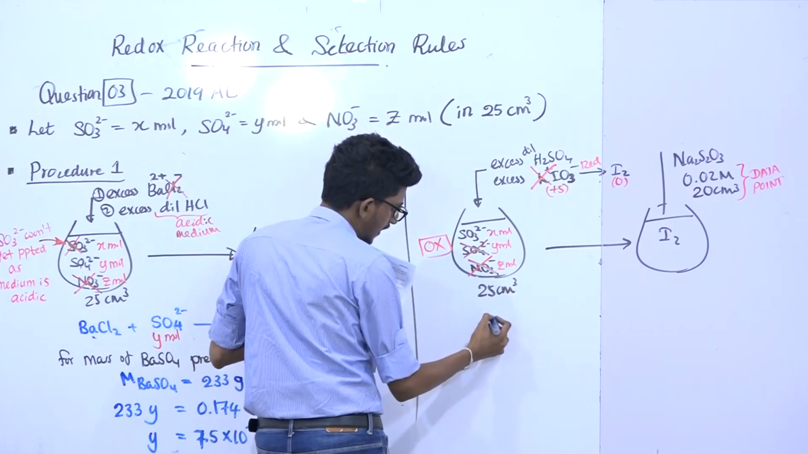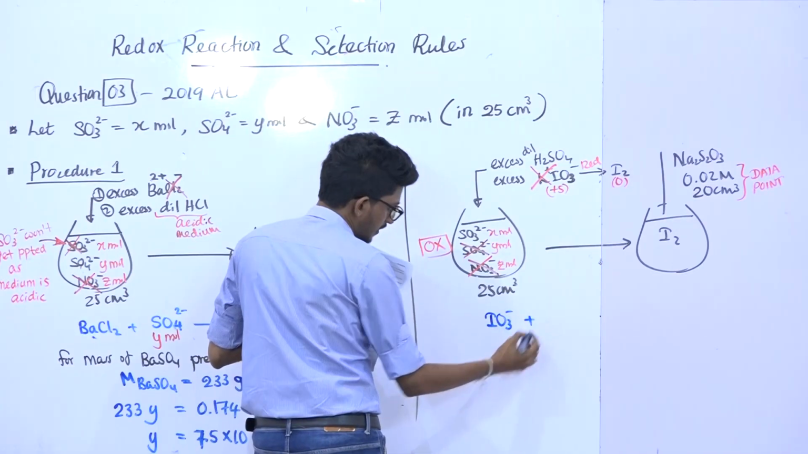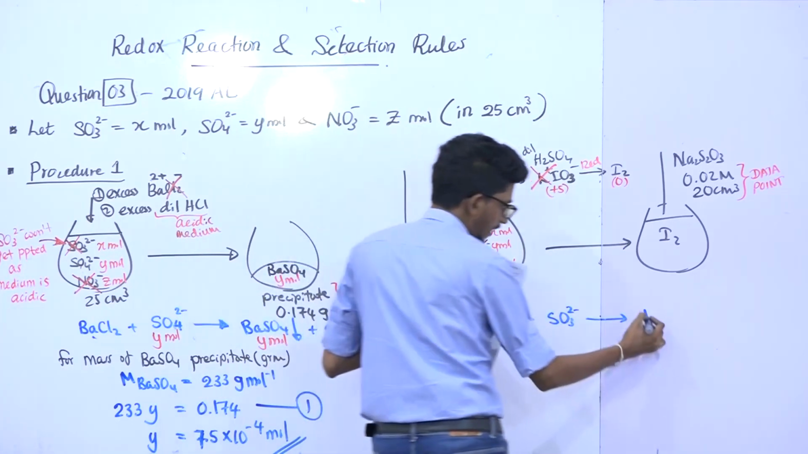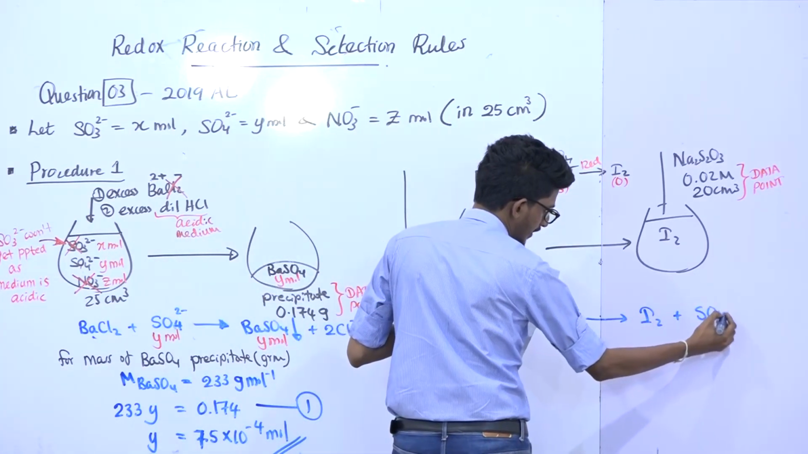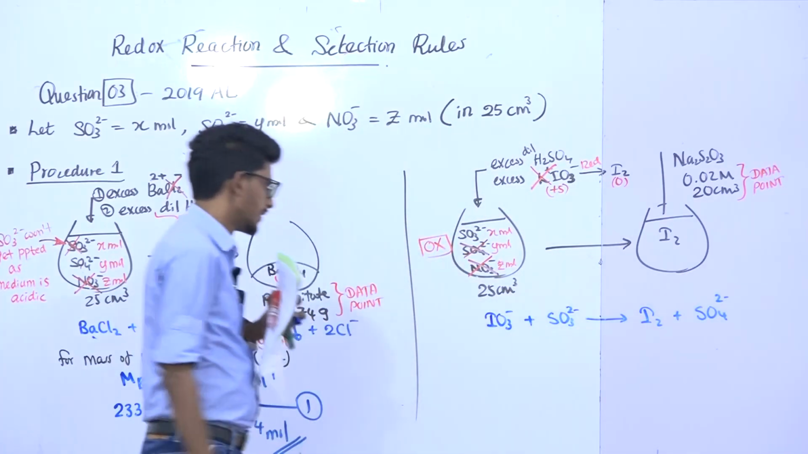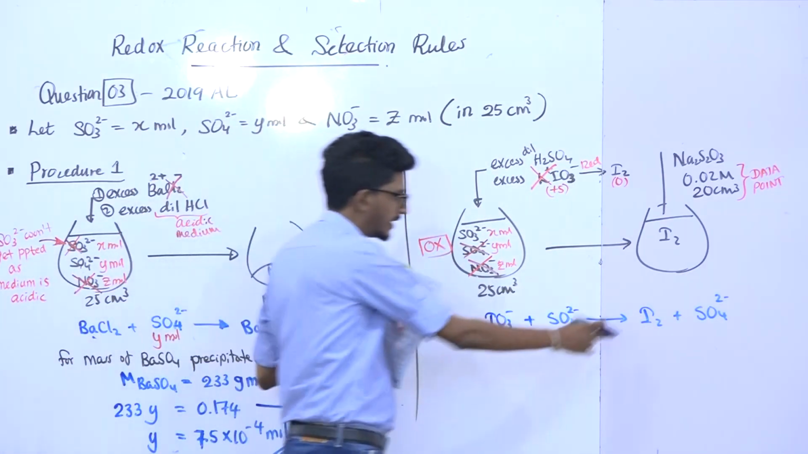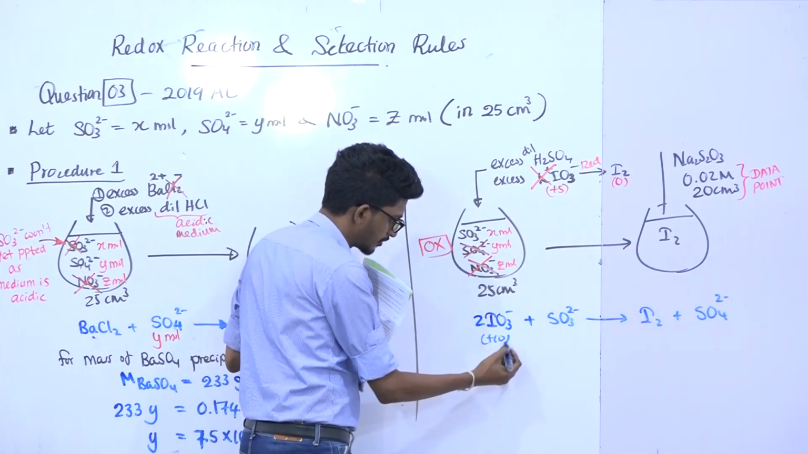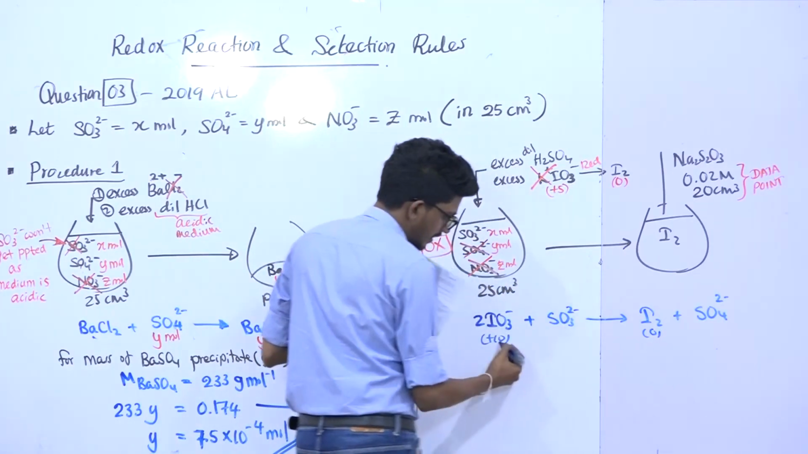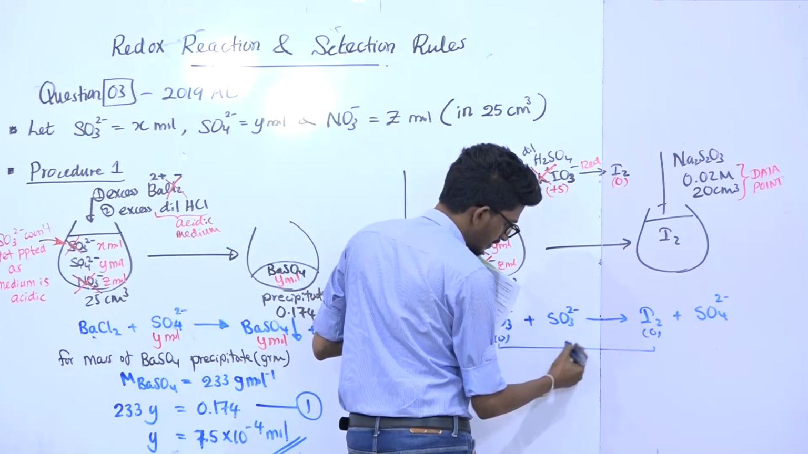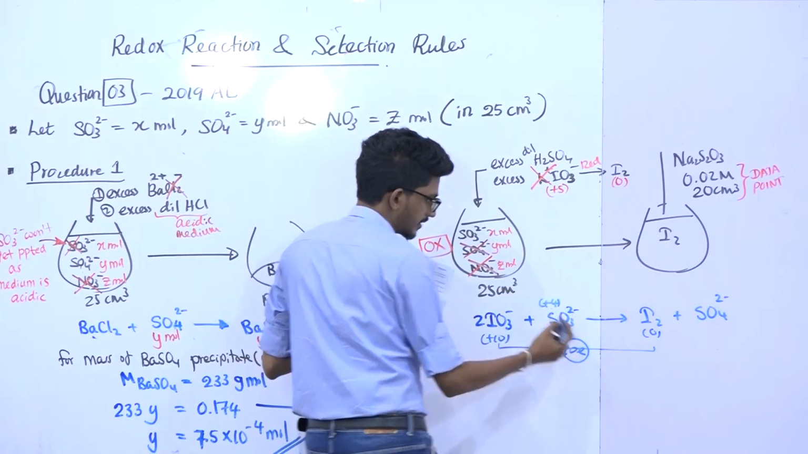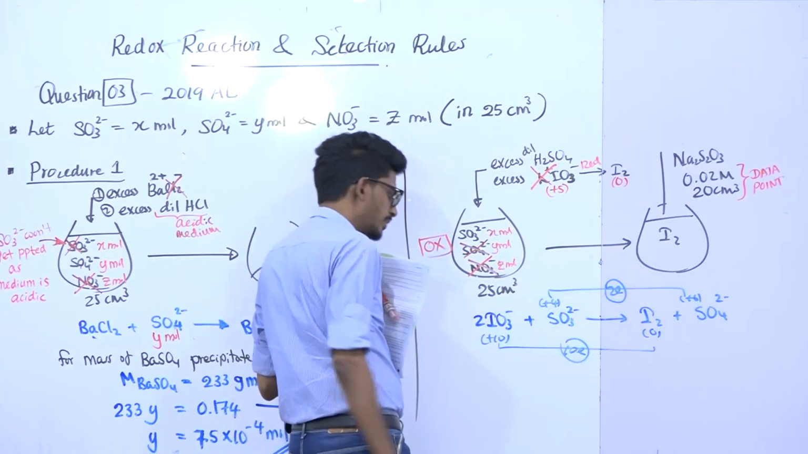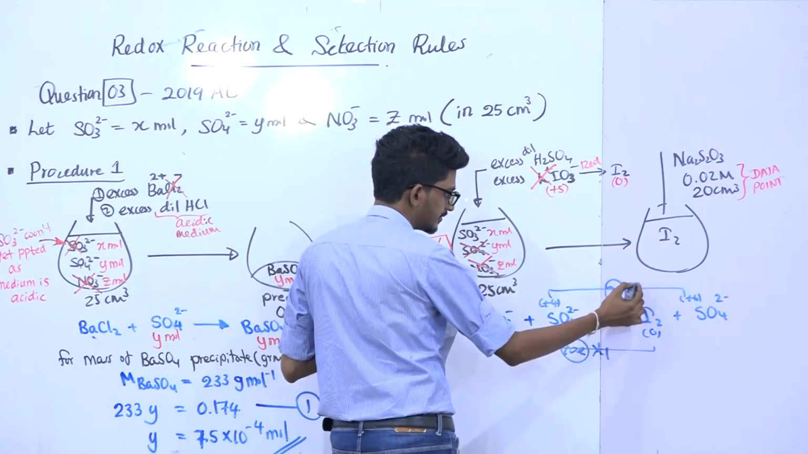So IO3 minus reacting with sulfite to produce the I2, and the sulfite will oxidize to sulfate, no? Just balance the stuff. So you have 2 iodines, so 2 is needed here. So plus 10 as a summation of oxidation state for 2 iodines, 0 here, 10 electron difference. Plus 4 and plus 6, 2 electron difference. So you should multiply this thing with 1 while this thing with 5.